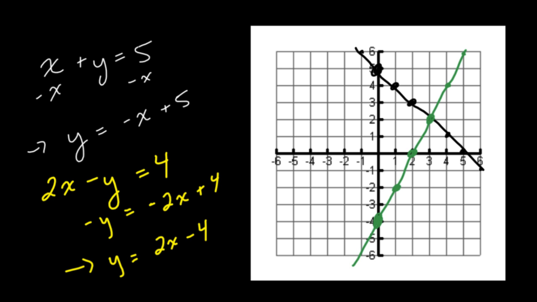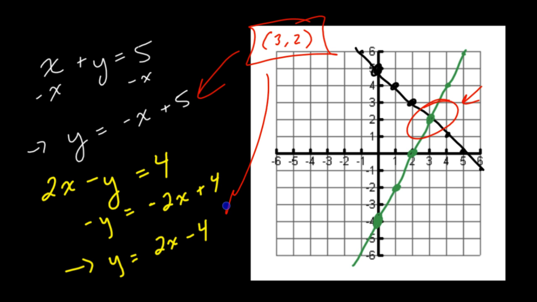Now every single point that's on this black line, like the point (1, 4), the point (2, 3), (3, 2), (4, 1), and so on and so forth, makes that first equation true. Every point that's on the green line makes the second equation true. We're looking for the one point that makes both equations true. That's our intersection point of the two lines. So the point (3, 2) would be the one point that makes both equations true. That's going to end up being our solution to our system of equations.